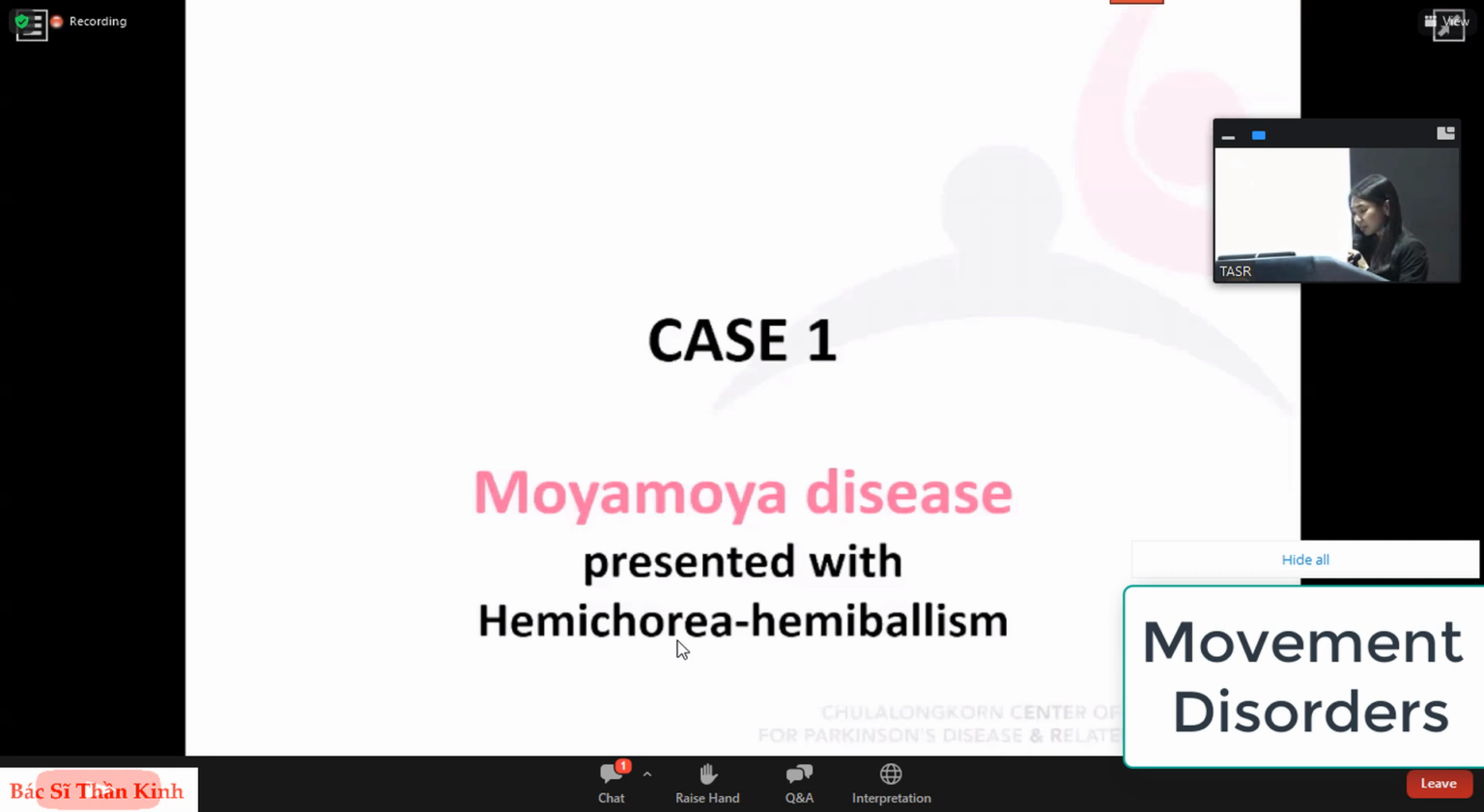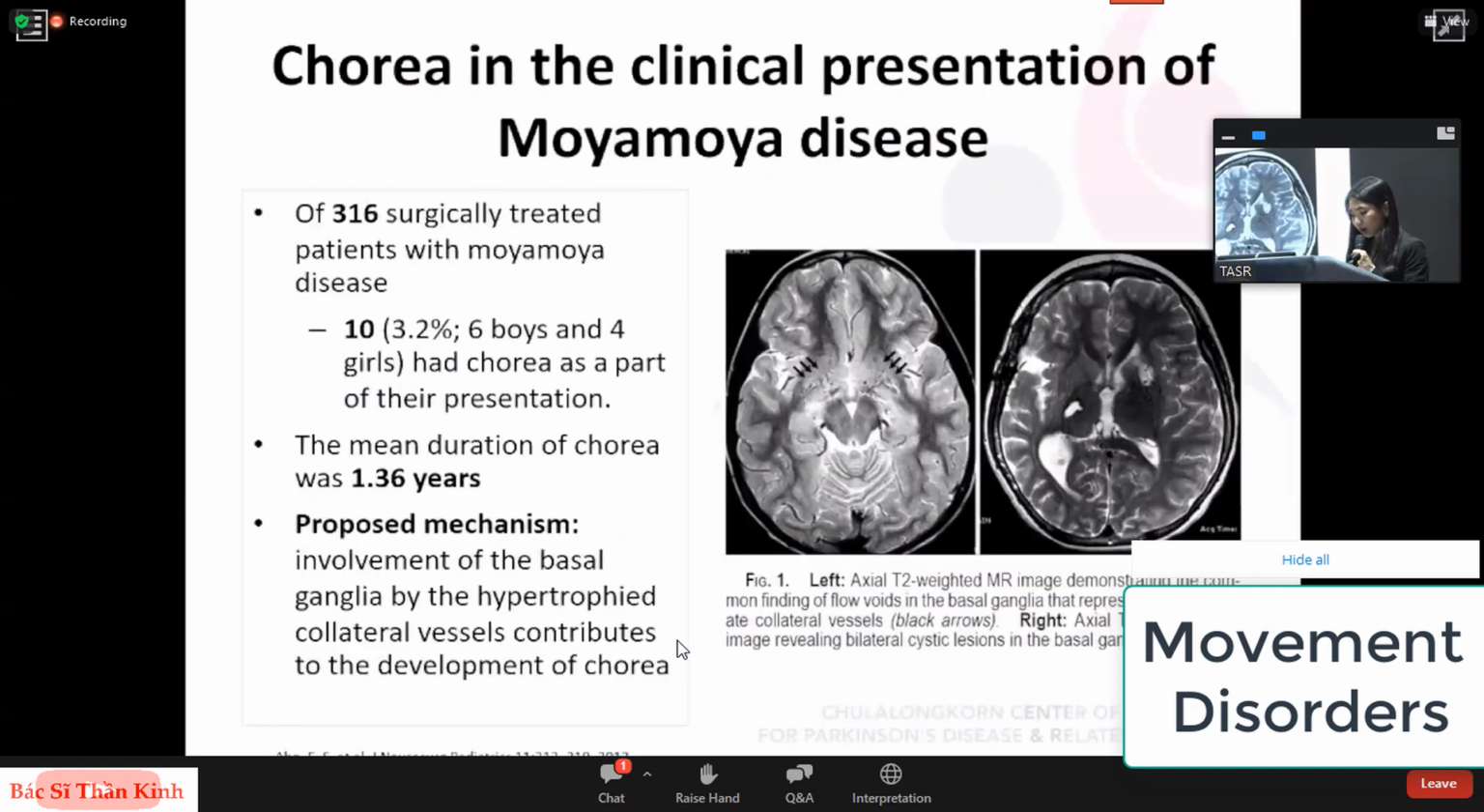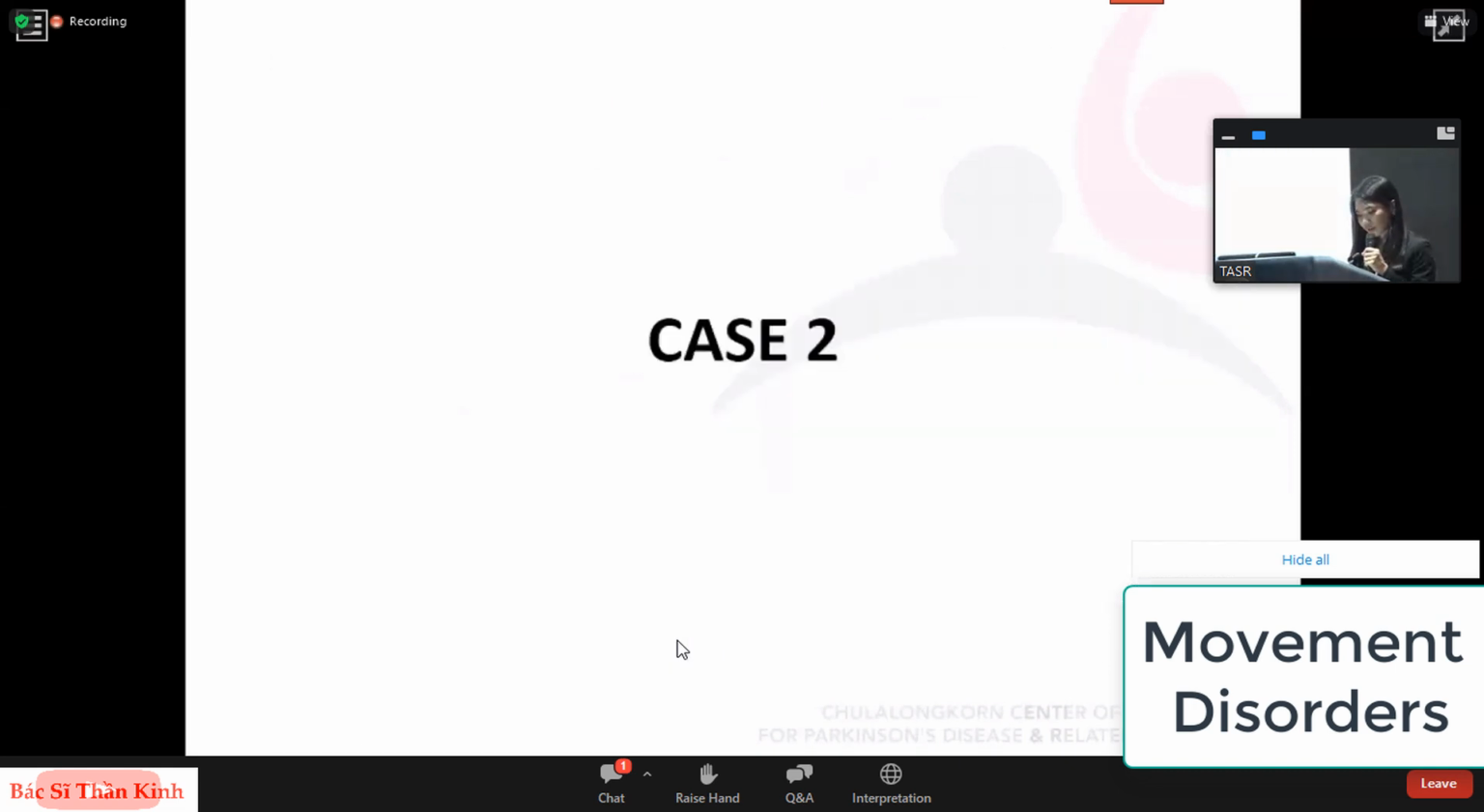The first case is a patient with Moyamoya disease who presented with hemichorea-hemiballism. This is a summary of reported cases of chorea associated with Moyamoya disease. Patients can present with unilateral or bilateral chorea with imaging involving the basal ganglia. Our patient had evidence of hypertrophic lenticulostriate collateral vessels through the basal ganglia. So that's the mechanism of the hemichorea.